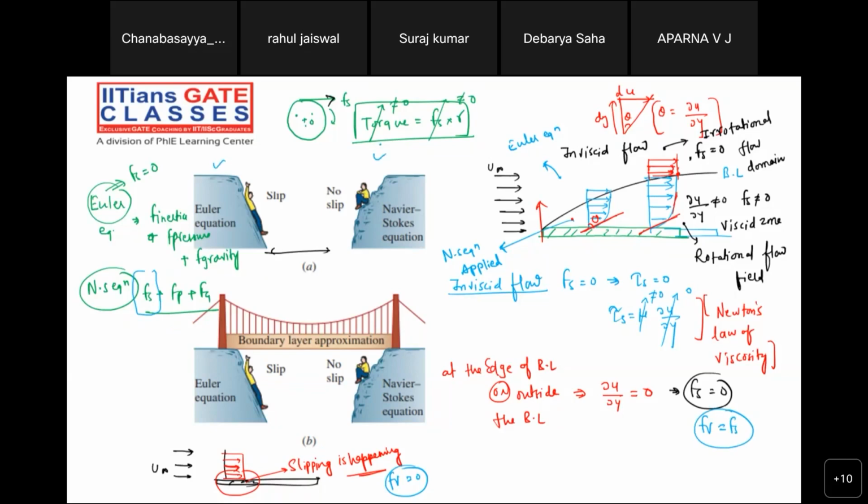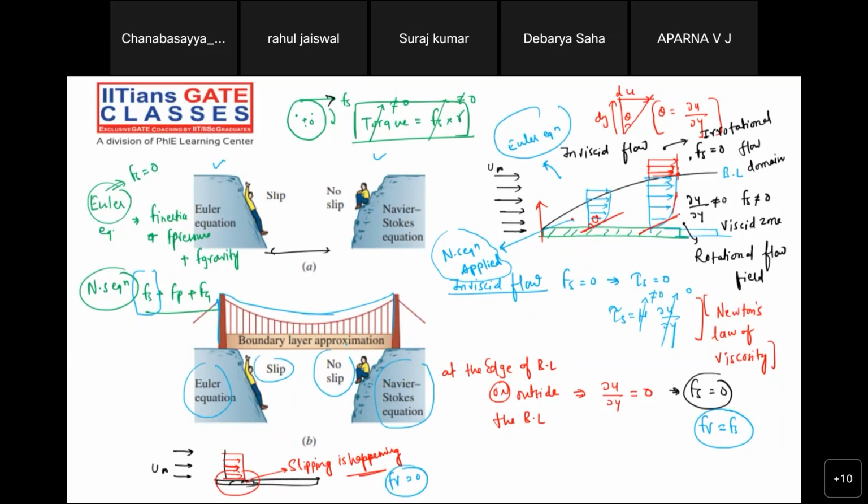So that's why it is said that the boundary layer bridges the gap between the Euler equation as well as the Navier-Stokes equations. Is that clear? That particular three-line definition they have given. The moment you are applying the Euler equation to the flat plate, slipping will be happening. The moment you are applying the Navier-Stokes, slipping will not be happening. No-slip condition will be justified. That's why it is said that it bridges the gap between the slip condition, that is the Euler equations, and the no-slip condition, that is the Navier-Stokes equations.